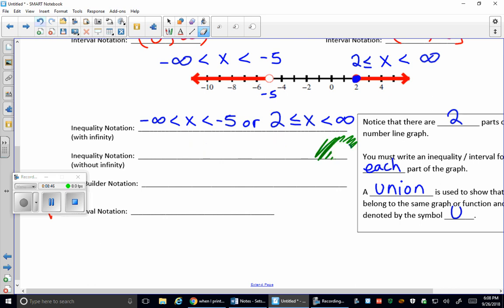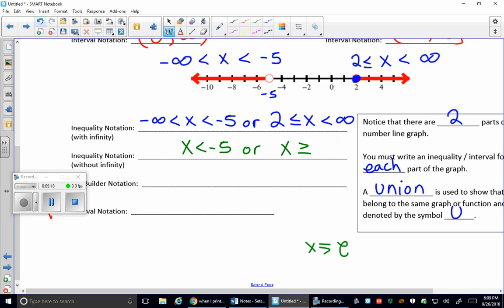Okay, so I'll just rewrite it. We'll get rid of all of that. So what we have is X is less than negative 5, or 2 is less than or equal to X. But be careful, don't write it down yet, because we want to flip this part over. That looks kind of funky, so let's clean this up a little bit. So X is greater than or equal to 2.